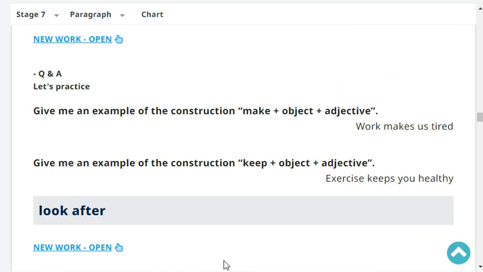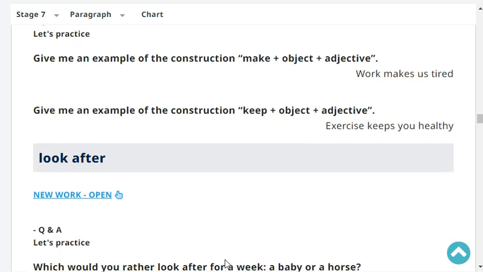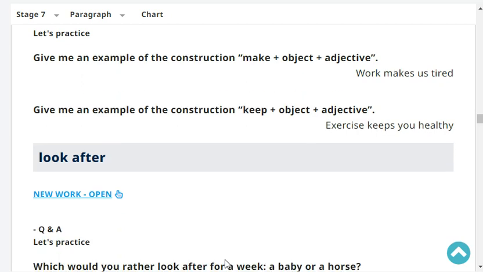Give me an example of the construction make plus object plus adjective, please. Work makes us tired. Give me an example of the construction keep plus object plus adjective, please. Exercise keeps you healthy.